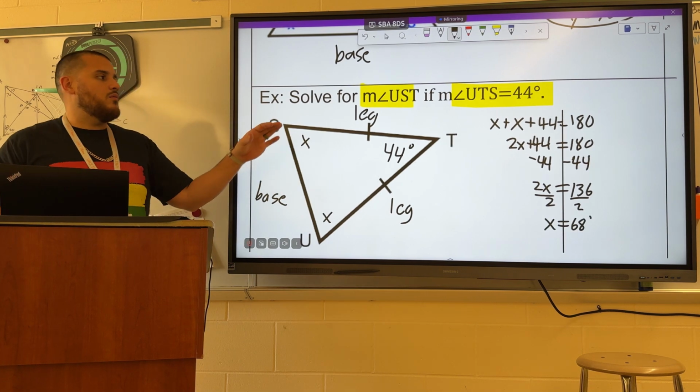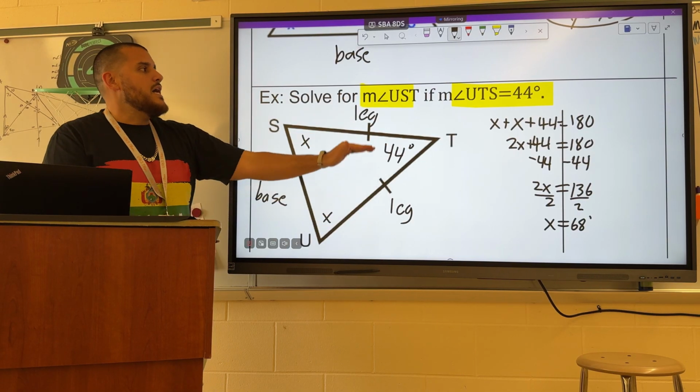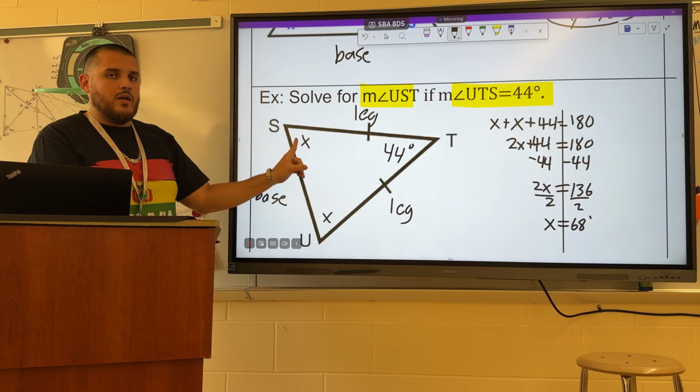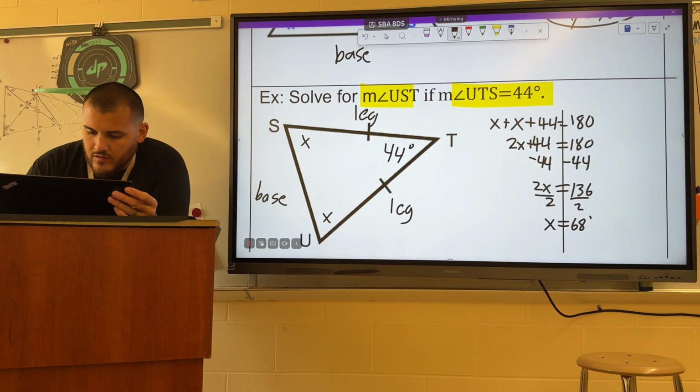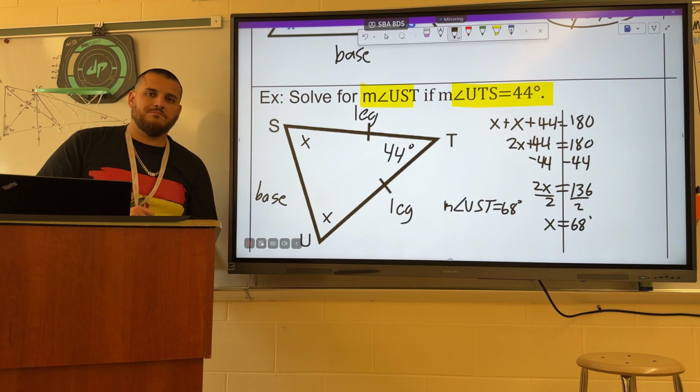Let's just make sure that we're answering our question thoroughly here, because it asks us for an angle, not for x. However, angle UST is where we assigned our x. So angle UST would be the same measure there of 68 degrees.